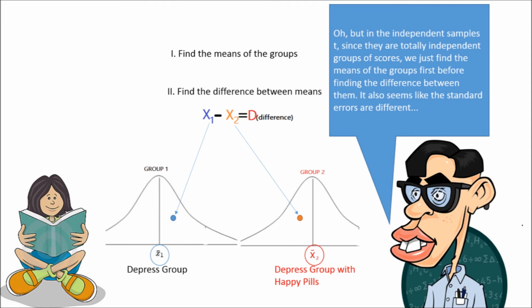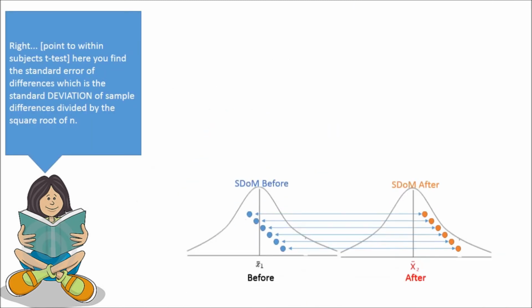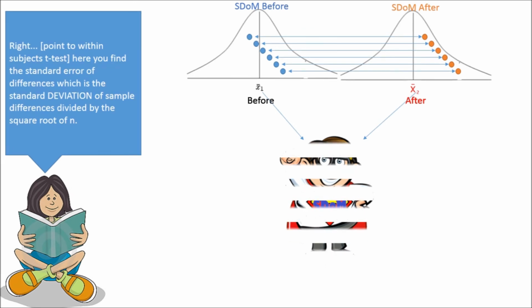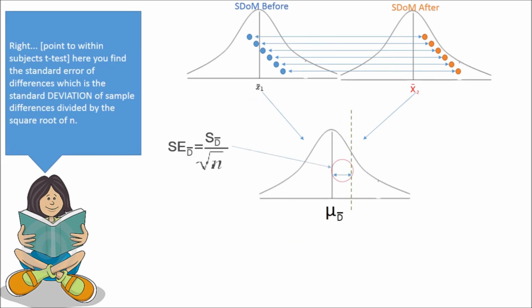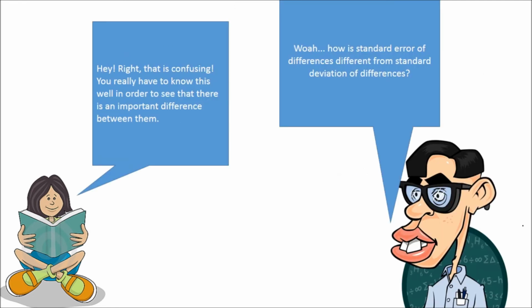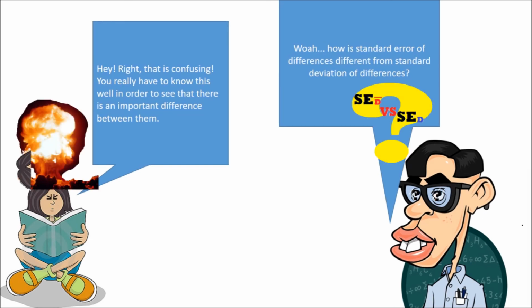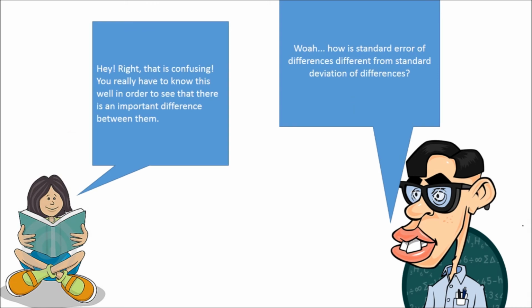It also seems like the standard errors are different. Right. Here you find the standard error of differences, which is the standard deviation of sample differences divided by the square root of n. Whoa, how is the standard error of difference different from the standard deviation of differences? Mind-blowing. Hey, right, this is confusing. You really have to know this well in order to see that there is an important difference between them.